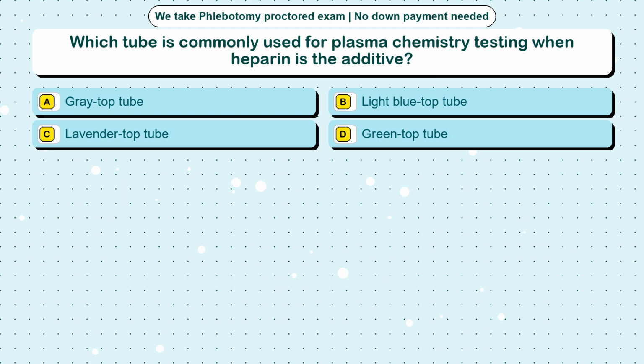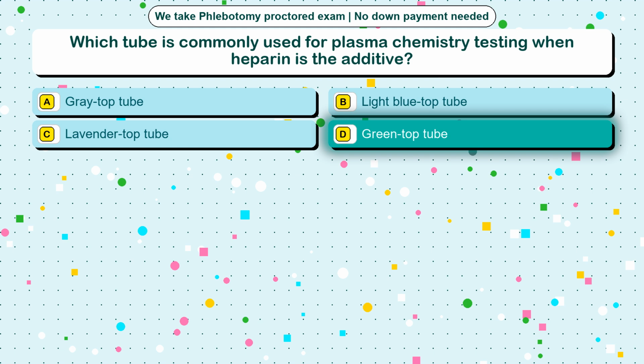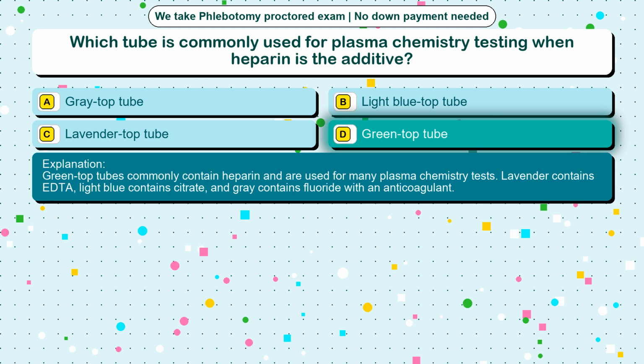Option A, gray top tube. Option B, light blue top tube. Option C, lavender top tube. Option D, green top tube. The correct answer is option D, green top tube. Green top tubes commonly contain heparin and are used for many plasma chemistry tests. Lavender contains EDTA, light blue contains citrate, and gray contains fluoride with an anticoagulant.